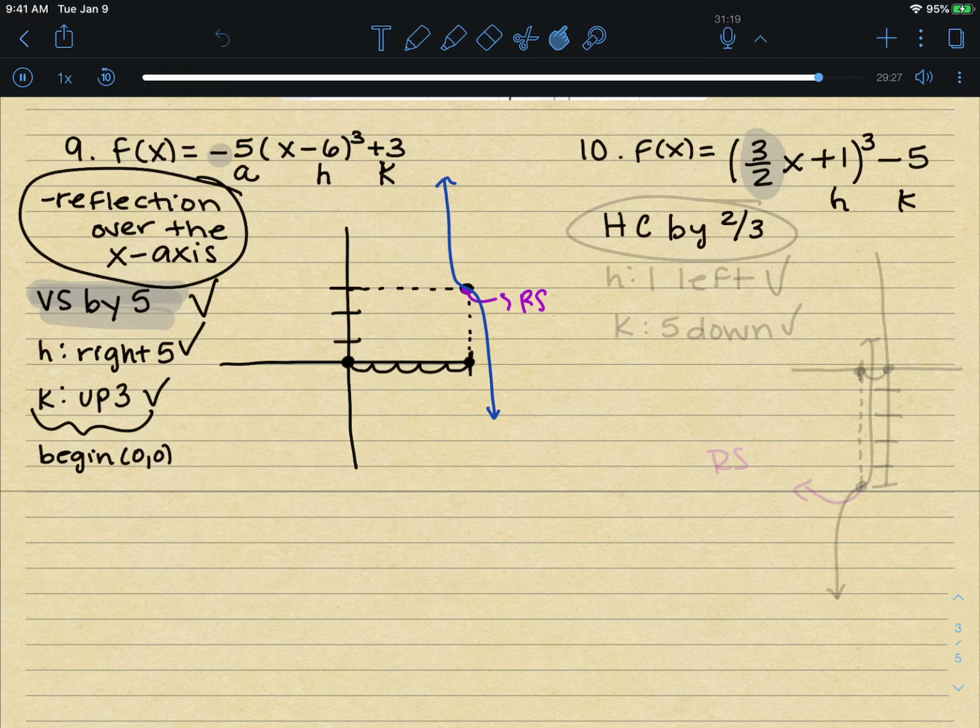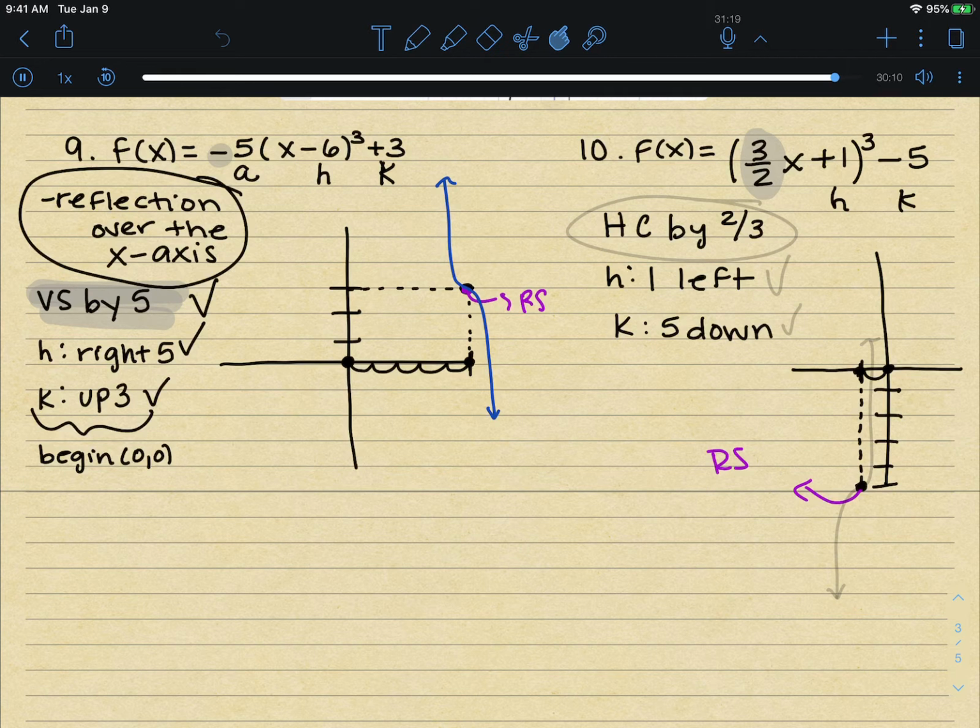So that h tells me to go 1 to the left, and then that minus 5 tells me to go 5 units down. And when I do this, remember, once again, start at the origin. So I'm going to start at 0, 0. I'm going to go 1 unit to the left, and then I'm going to go 5 units down. 1, 2, 3, 4, 5. So then that goes down over here. And that right there is going to be my rotational symmetry.